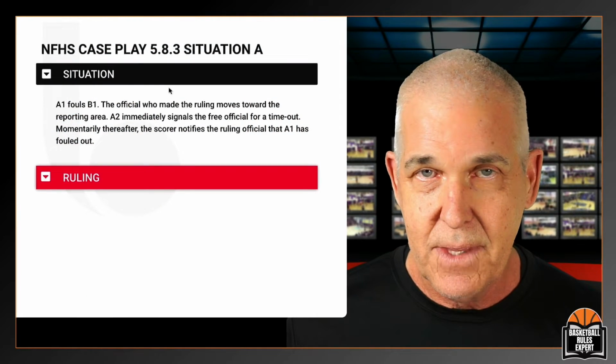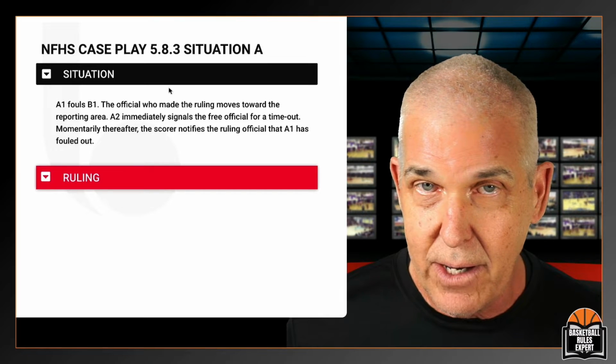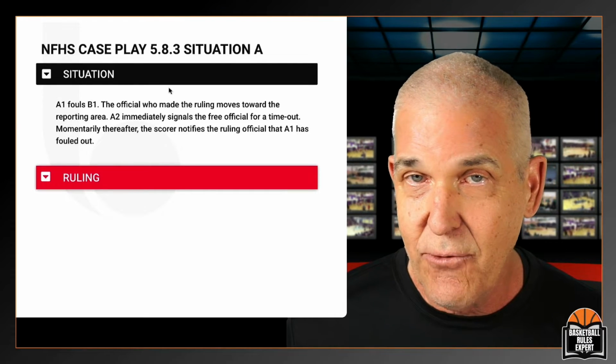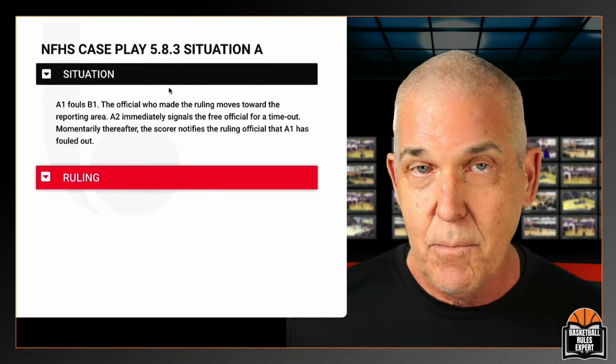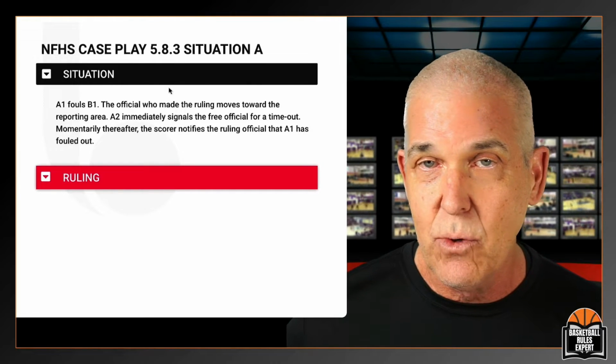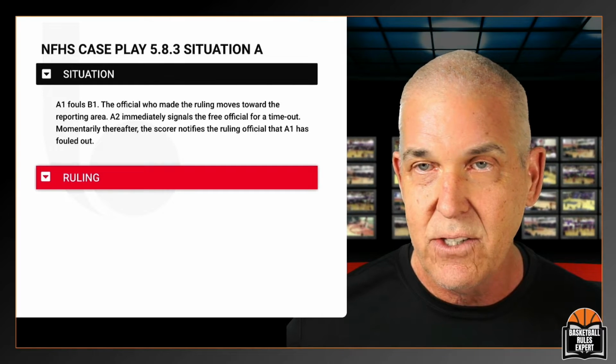A1 fouls B1. The official who made the ruling moves towards the reporting area. A2 immediately signals the free official for a timeout. Momentarily thereafter, the scorer notifies the ruling official that A1 has fouled out. First of all, a request for a timeout shall not be granted until all reporting activity has taken place. That's just a basic. Coach, I hear you. I know you want a timeout, but let me report, right? Foul on A1, pushing, 2 free throws, and then we can address timeout requests in this instance.